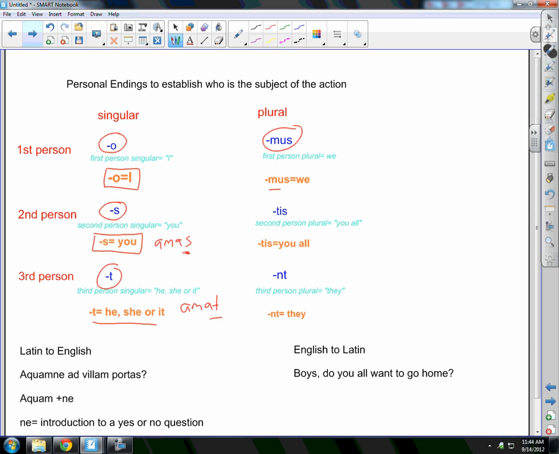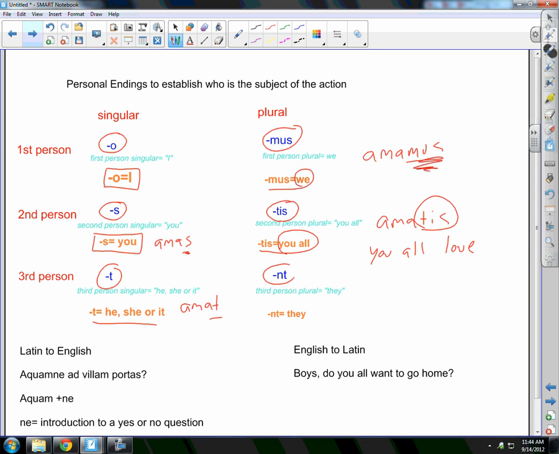Mus is the next one, and mus equals we. If I have amamus, this mus right here tells me that we is the subject of the sentence. So we would translate amamus as we love. That's followed by TIS. TIS is you plural. If I have amatis, this TIS right here tells me that you all, or you plural, is the subject. So I have you all love. NT is third person and plural. If I have amant, I'm looking for a plural noun in the sentence like pueri or puellae. If I don't have one of those, well, I use the word they.